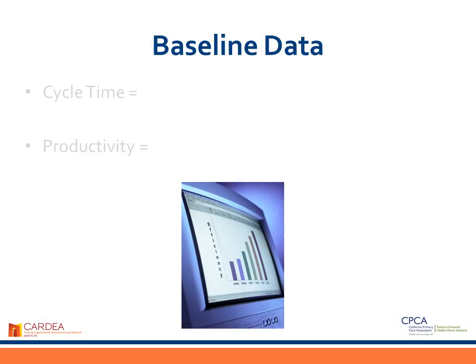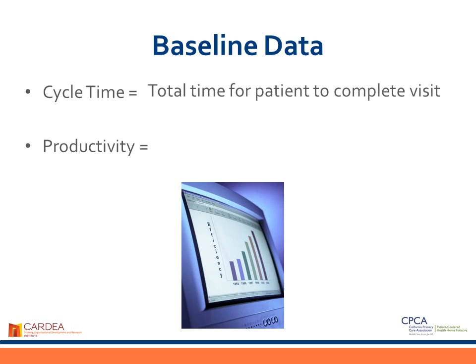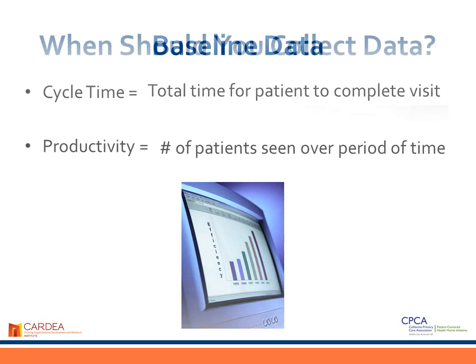Let's begin by defining patient cycle time and clinician productivity, the baseline data that you'll want to collect first. Cycle time is the total time it takes for a patient to complete an entire visit in your facility. It is the total elapsed time from the moment when the patient enters to the time the patient leaves. Productivity refers to the number of patients seen over a defined period of time. You can assess the productivity of an individual provider or your clinic as a whole, or both.